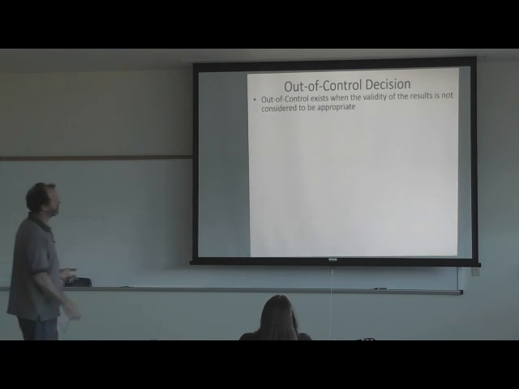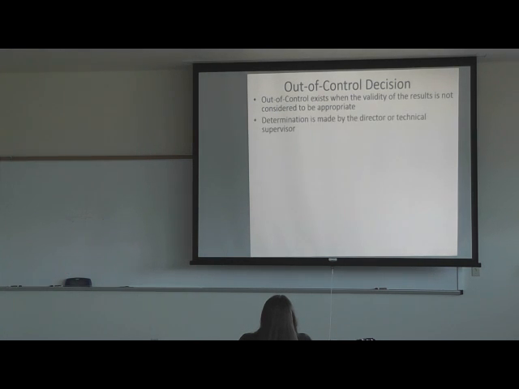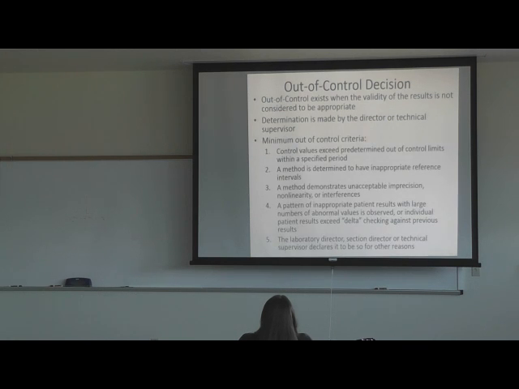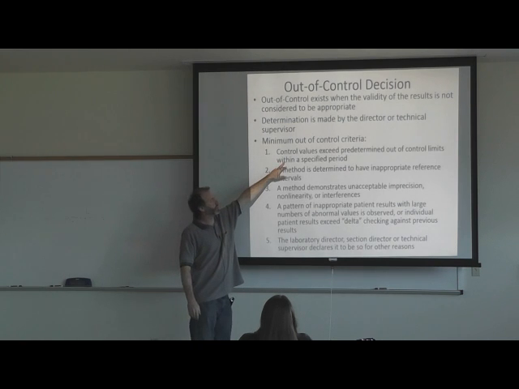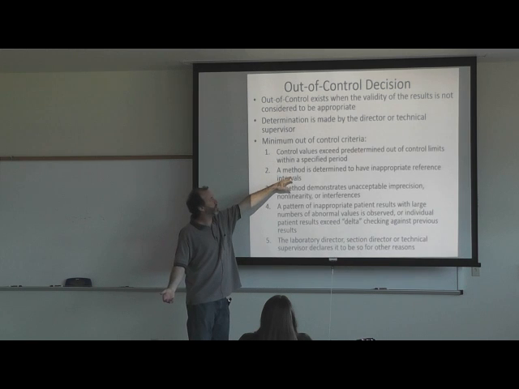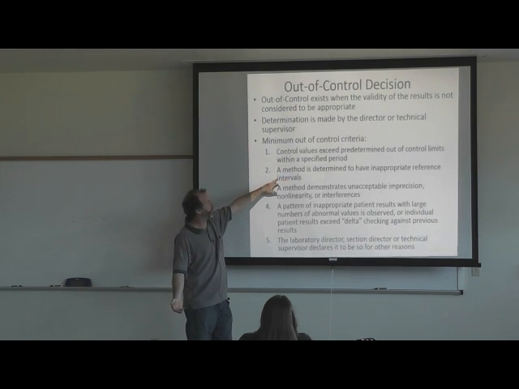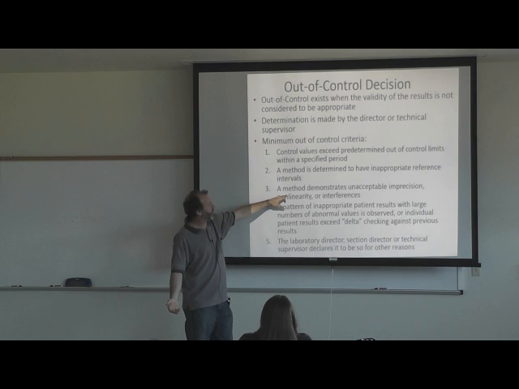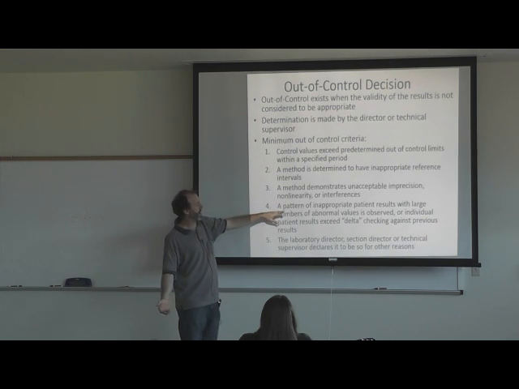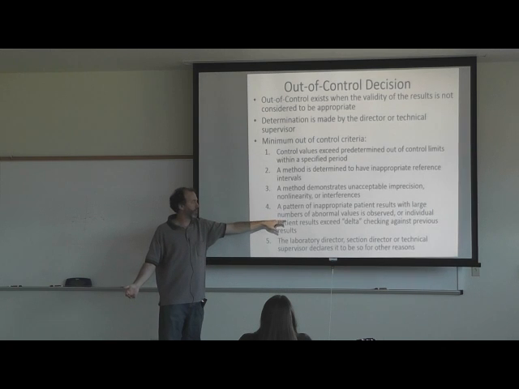Out of control exists when the validity of the results is not considered to be appropriate. Determination is made by the director or technical supervisor. Minimum out of control criteria: control values exceed predetermined out of control limits within a specified period. A method is determined to have inappropriate reference intervals. A method demonstrates unacceptable imprecision, nonlinearity, or interferences. A pattern of inappropriate patient results with large numbers of abnormal values is observed.